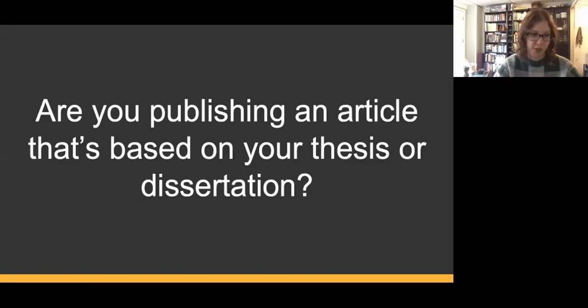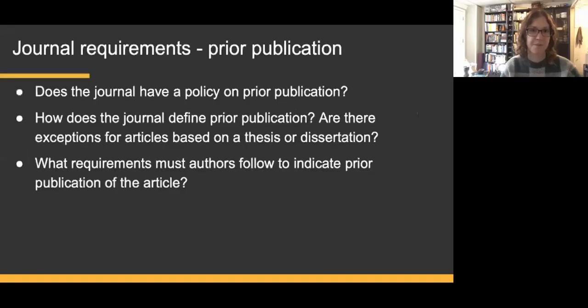So there are three important questions that you need to answer before you submit an article to a journal if this is the case. First is, does the journal have a policy on prior publication? The answer is almost certainly yes, and you're going to find this in the author guidelines or the manuscript submission guidelines. But the policy might not be very detailed. So if it doesn't answer questions you have, if it doesn't specifically, for example, mention the situation where the article may be based on a thesis or dissertation or other graduate research, you should definitely contact the editor before you submit.